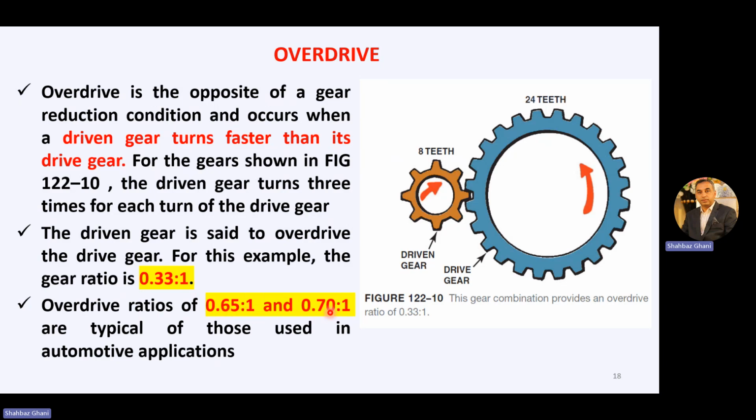The overdrive ratios of 0.65:1 and 0.70:1 are typical of those used in automotive applications. So overdrive is normally in 5th gear, when engine speed is less but the vehicle speed is more and the transmission speed is more. Let's suppose, for instance, the engine is rotating at a speed of 1,000 RPM, your transmission will be moving with more speed with the gear ratio if it is in this ratio.